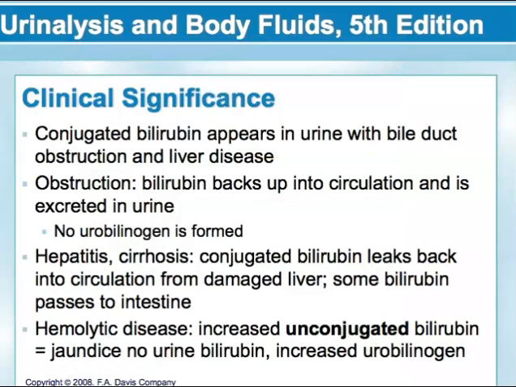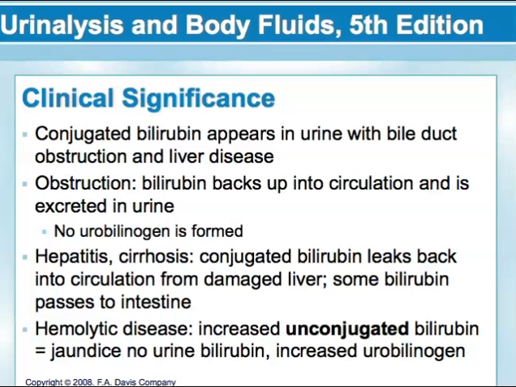Clinical significance of bilirubin in the urine. So only conjugated bilirubin is capable of appearing in the urine. And this is because unconjugated is too large because it's attached to that protein and it's water insoluble.